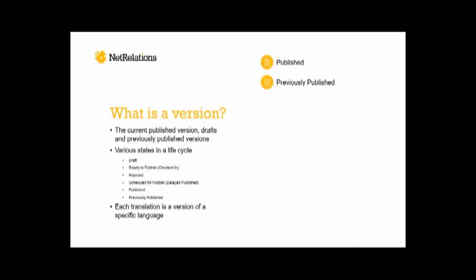Looking at a technical concept, basically a translation in Episerver is a version, but it's only a specific language among the versions. And you can set how many versions for each content you want to save in history, which is quite important in your production environment so you don't fill your database with old previously published versions.